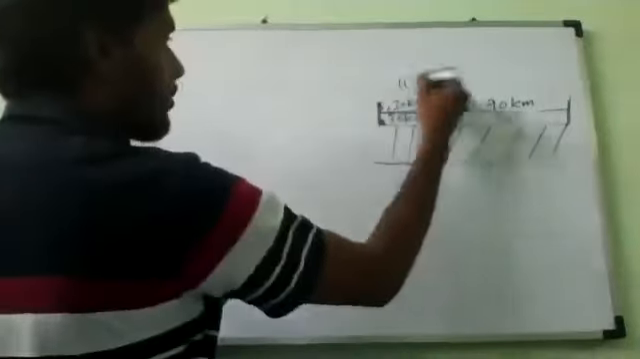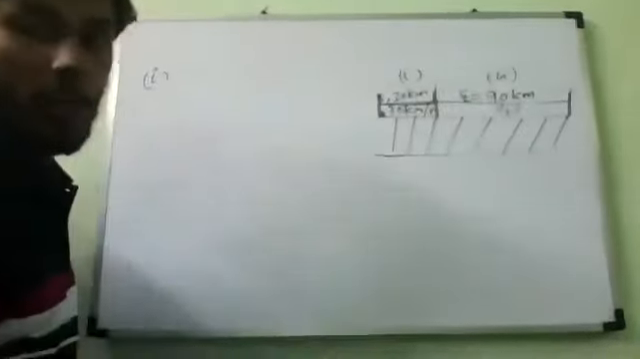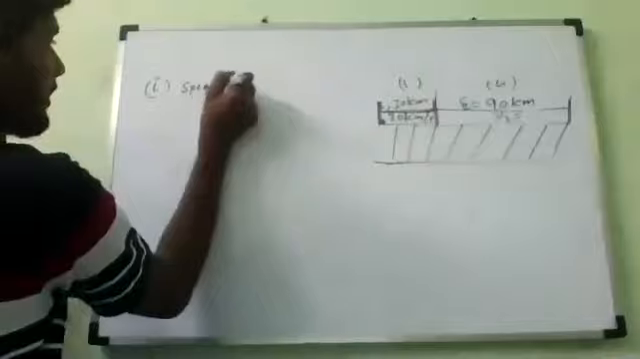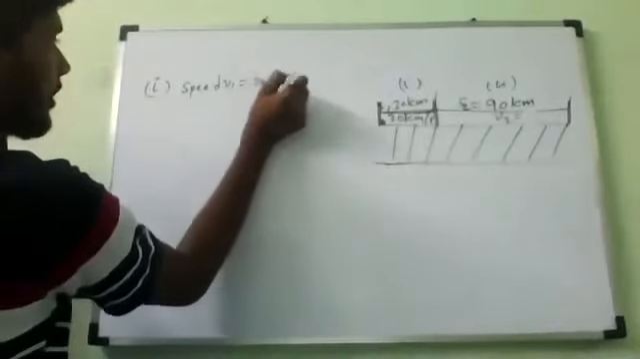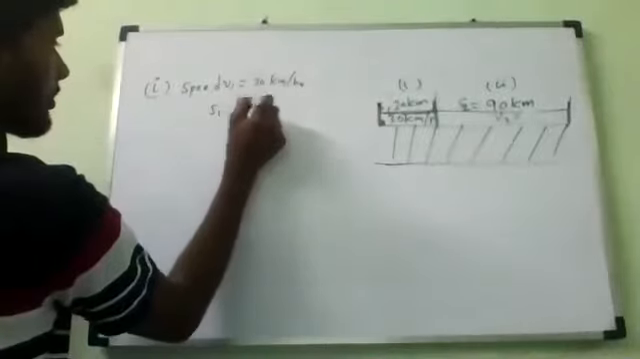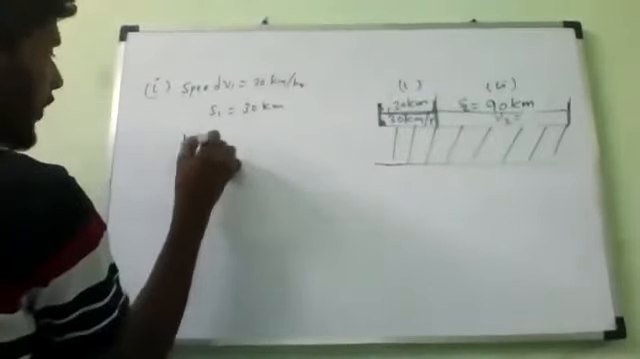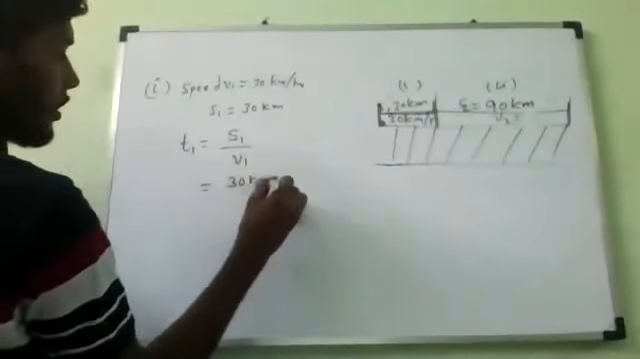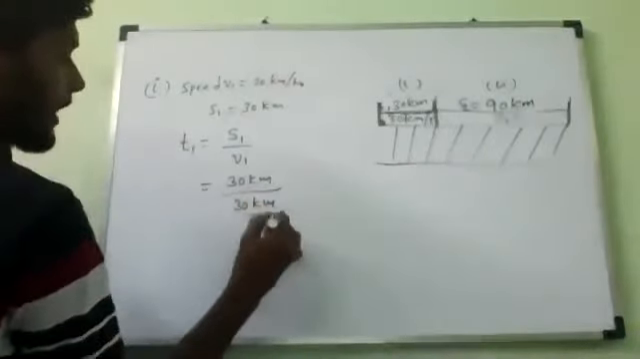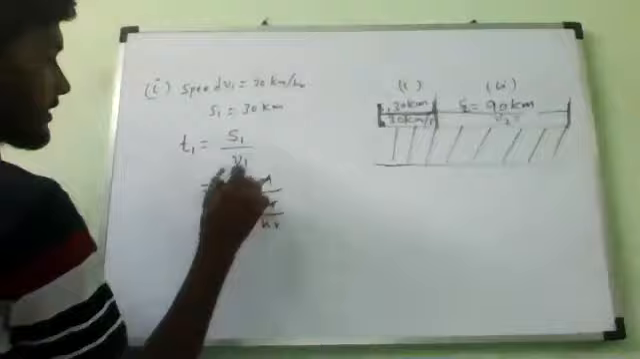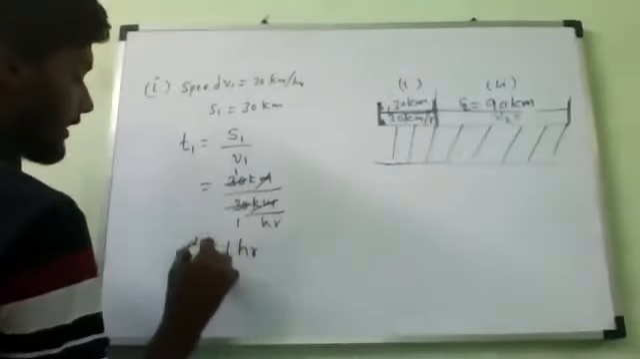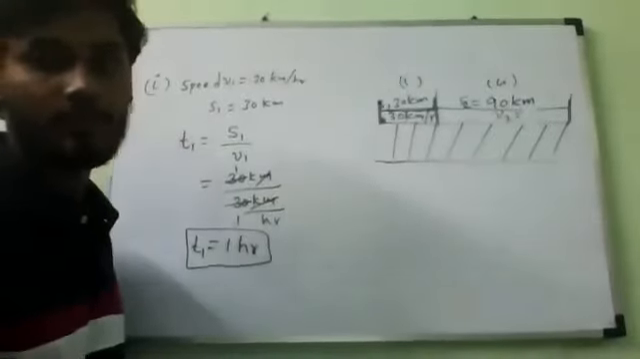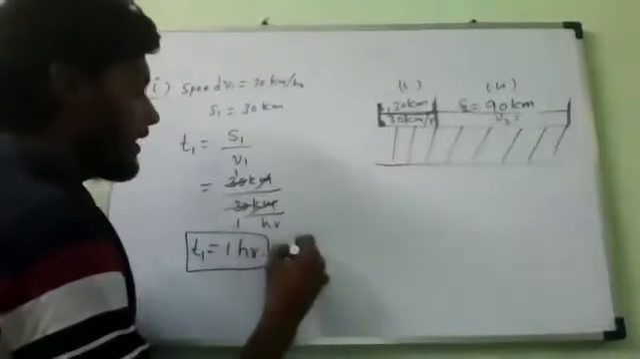Let me assume this is case number 1 and this is case number 2. Now for case number 1, V1 is equal to 30 km per hour and distance S1 is equal to 30 km. Time equals what is the formula? Distance by speed, which equals 30 km divided by 30 km per hour. Kilometers get cancelled, so 30 by 30, which equals how much? T1 equals 1 hour. Is it correct or not?